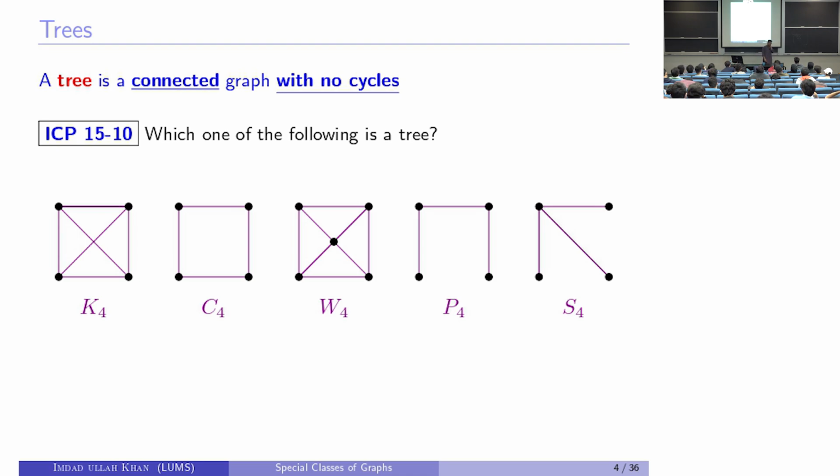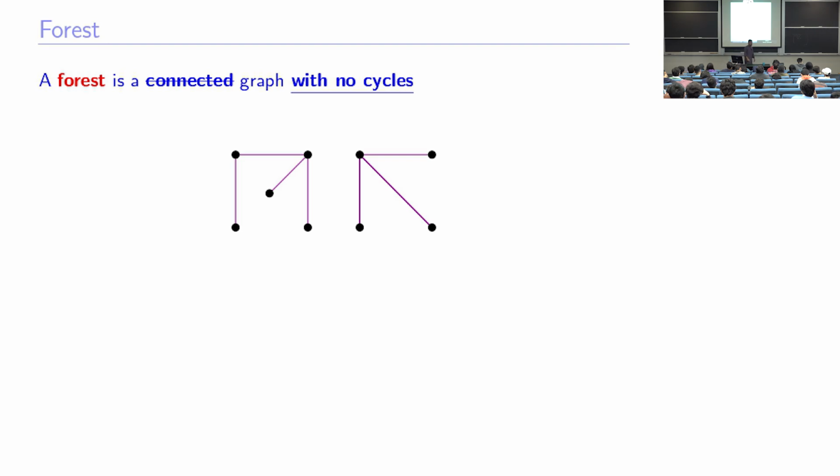How about stars? S4, is it a tree? Yes. Okay, so we'll just come up with a characterization so that we don't have to look at the picture and see which one is a tree. So this is the second sentence I told you that will be somewhat important, and this is just there for the sake of completion.